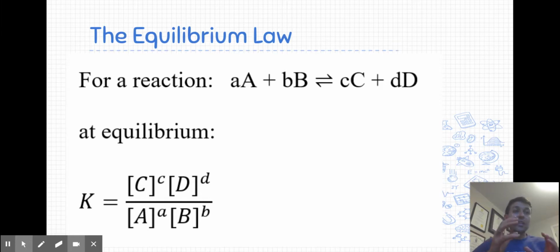No matter what actual numerical values you have, the ratio of the products raised to those powers divided by the reactants raised to those powers is equal to a constant. We use the capital K value to represent the equilibrium constant.